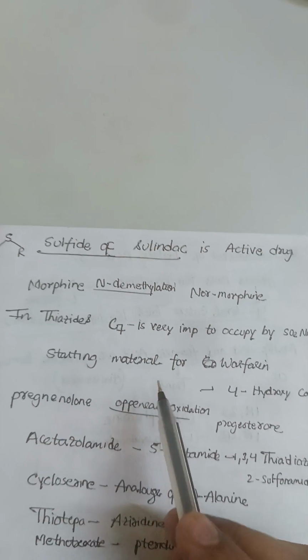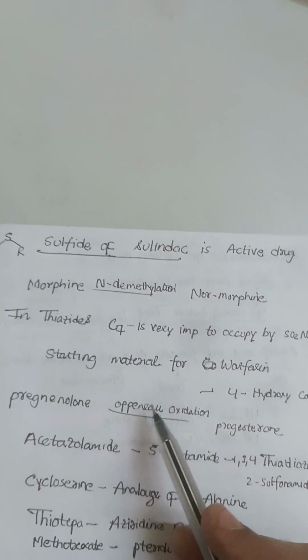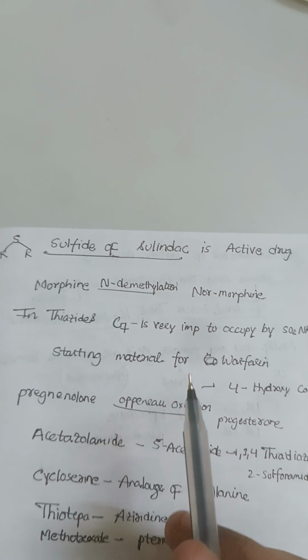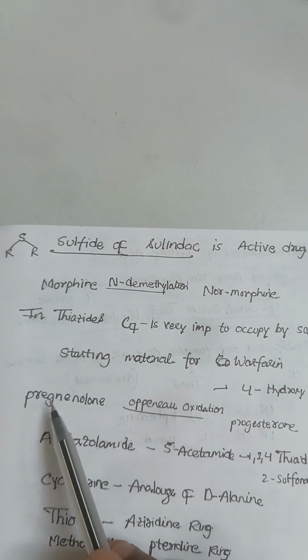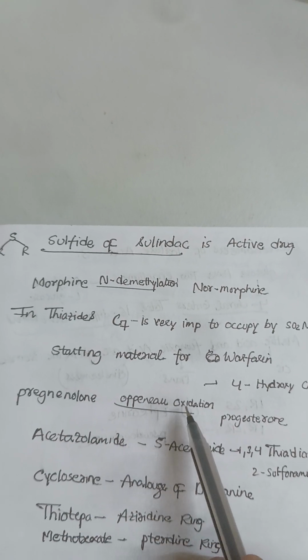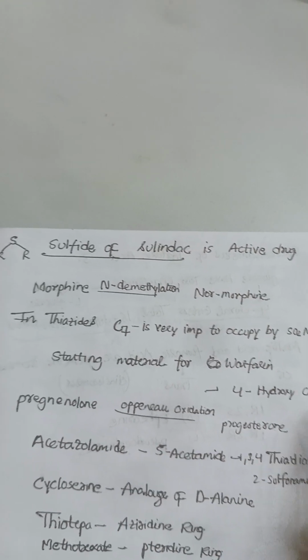And pregnenolone undergoes Oppenauer oxidation, which is a name reaction. So study all the name reactions from the chemistry part, very important. So pregnenolone on Oppenauer oxidation will give you progesterone.